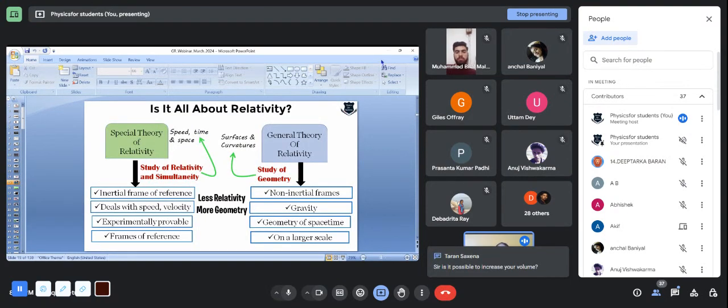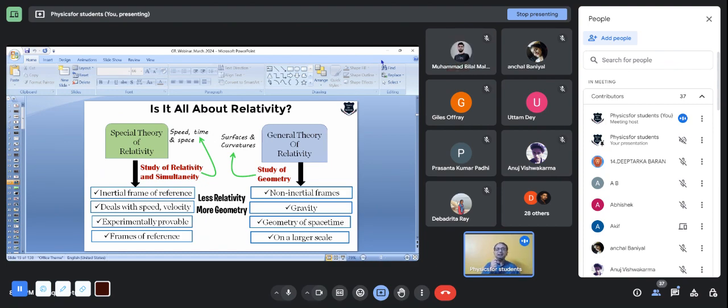Now pay attention to this screen. Those who have done my volume on special theory of relativity know that it deals with all those left hand side things, right? I think Achal, Prasant and Giles, you are all aware of it, right? Inertial frames deal with speed and velocity, experimentally provable, etc. So special theory of relativity is what?